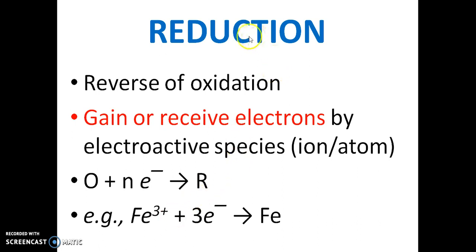Reduction is the reverse of oxidation, where there is a gain or receiving of electrons by an electroactive species, such as an ion or an atom. For example, a ferric ion undergoing reduction by gaining 3 electrons to give an atomic ion.